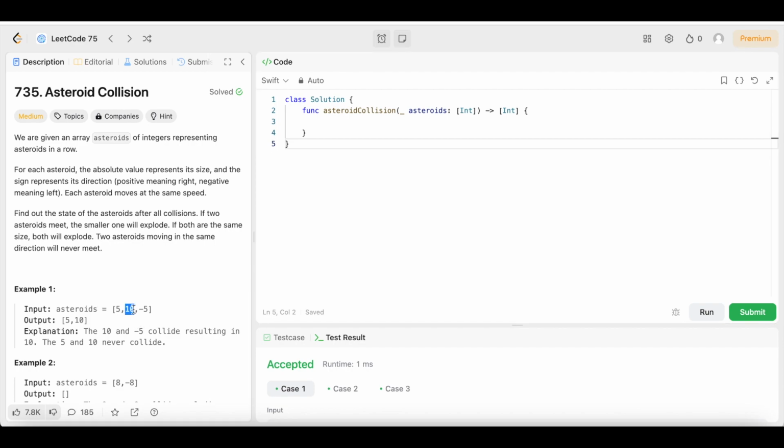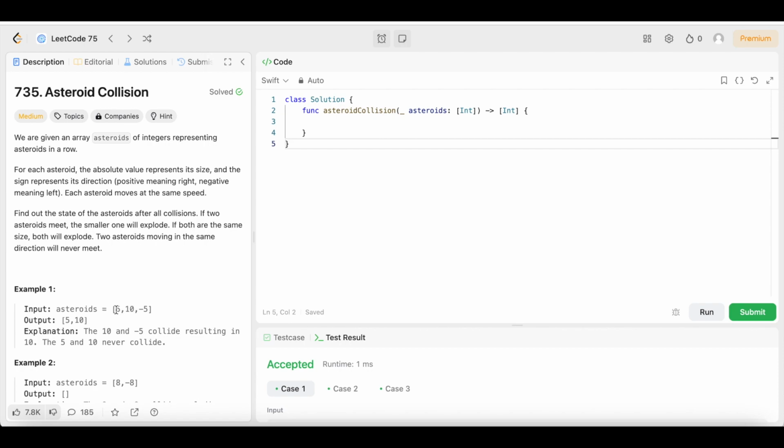So right here we have the 10 and we have a -5. The 10 is a positive integer, meaning the asteroid is going to the right. The -5 is a negative integer, meaning the asteroid is moving to the left. So eventually this asteroid, the 10, and this asteroid, the -5, are going to collide into each other. Now, since 10 is a bigger number, 10 is going to keep moving. It's going to run right through the -5, and the -5 is going to explode, and that is going to leave us with 10.